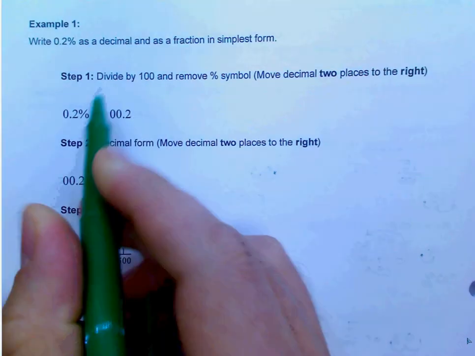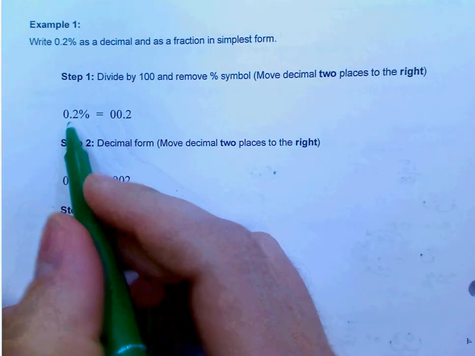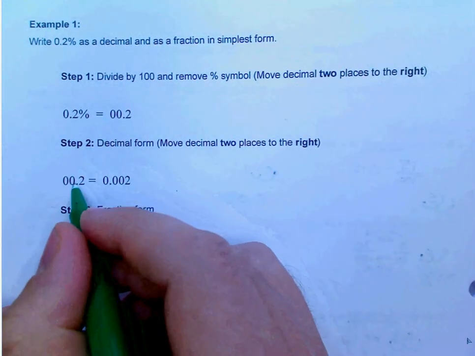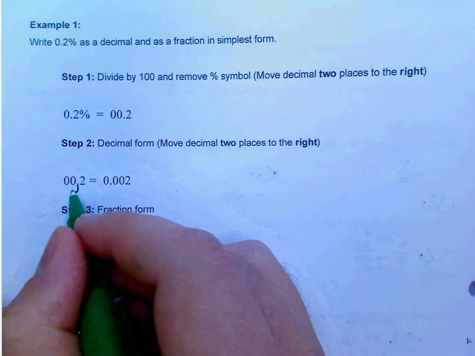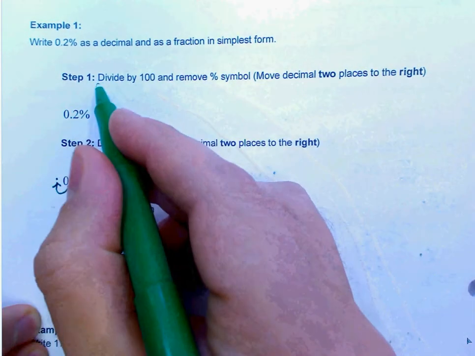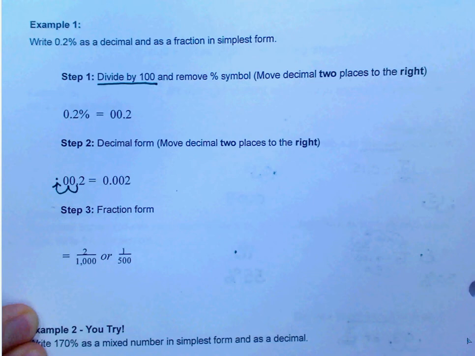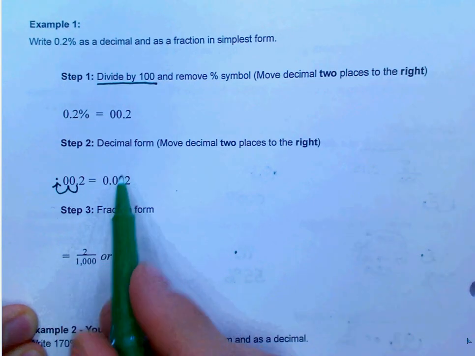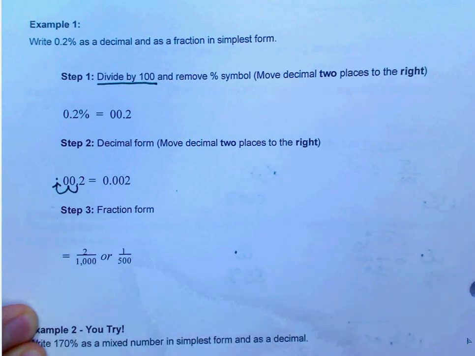0.2%. When we take a look at that, we're going to do the same process and move the decimal 2 places to the left. So we grab our decimal, move it once, twice to the left because we're dividing by 100. And we have 2 thousandths. 2 over 1,000 or 1 over 500.